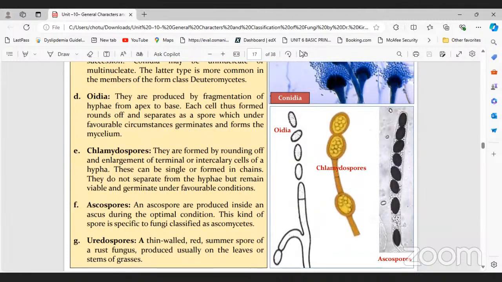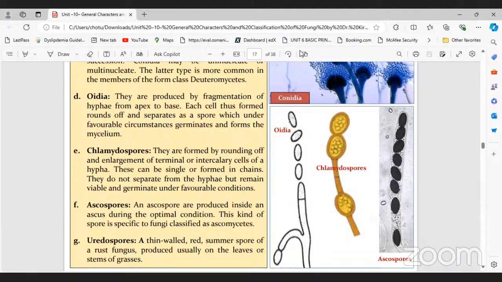Next one, chlamydospores. Another one, the yellow-colored picture, you can observe, chlamydospore. They are thick-walled resistant spores formed by a terminal or intercalary cell of the hyphae and are released after death of the hyphae.